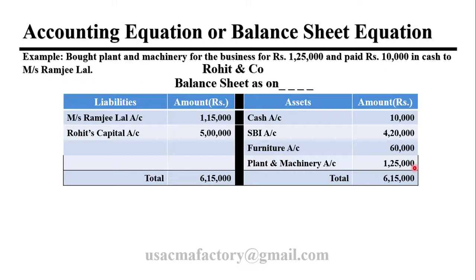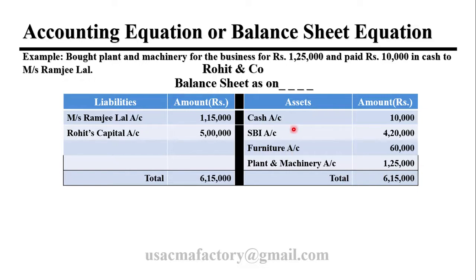Plant and machinery 1,25,000. Cash account earlier it was 20,000. Out of 20,000, 10,000 paid to Messrs. Ramjilal, so the balance amount is only 10,000, and this 1,25,000 minus 10,000 is equal to 1,15,000. That is the new liability, Messrs. Ramjilal account 1,15,000 on the liability side. So now external liabilities plus owner's capital is equal to 6 lakhs 15,000. So the total amount of the asset side is equal to 6 lakhs 15,000.